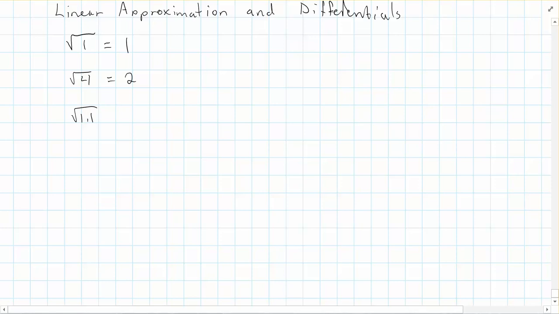Now, I know we could do this on our calculator and get the number. But how do we actually get that number? Like, how does your calculator come up with that number? Well, there's lots of ways that you can come up with this number. And one of the ways you can come up with this number is something called linear approximation. So let's go ahead and look at what this is. We're going to use linear approximation to try and figure out what the square root of 1.1 is.